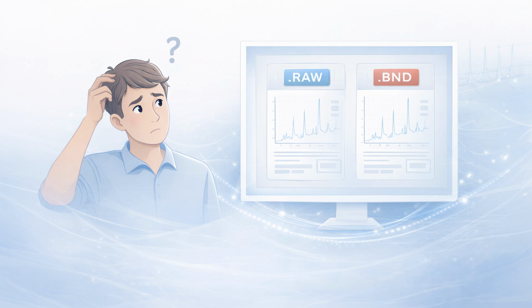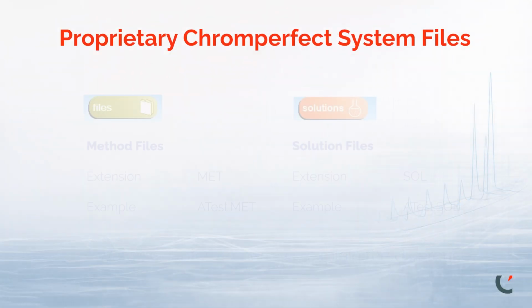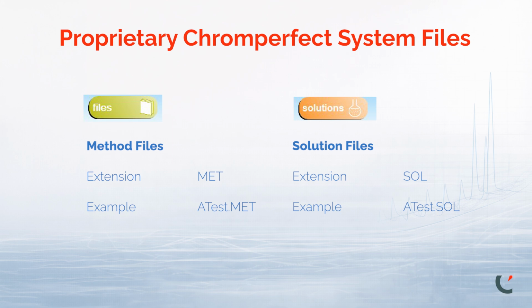The difference is not in the signal, it is in traceability. Because new users are often confused by these files, we have dedicated the next chapter to covering the differences between raw and BND files in detail. Now we turn to method files and solution files.